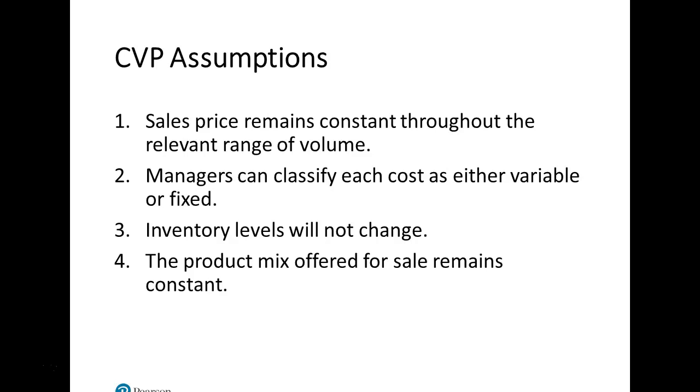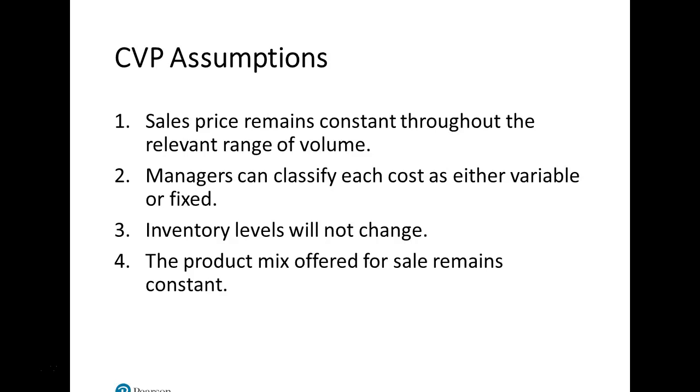So we want to assume a few things. It's very important to make certain that we have some assumptions. One of the assumptions is the sales price. We want to make certain that within a certain level of volume, our sales price is not going to change. And I know this is not reality, but for the sake of our example and the chapter, let's assume that. We also want to assume that our managers are able to classify costs as variable or fixed, and that we have a stable level of inventory.